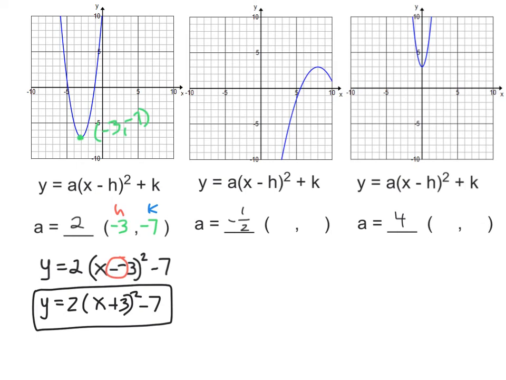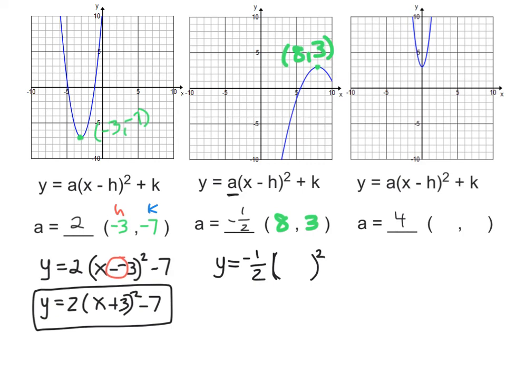Let's try the second one here. If a is negative 1/2, all right, and now we want to find our vertex. So the vertex is right here, and that point is at 8, 3. Okay, so we're going to put the 8 here and the 3 here. All right, so we're going to write our equation y equals, our a value is negative 1/2 times the parentheses here, and it's going to be squared.